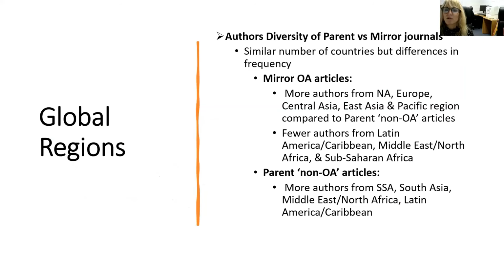So as far as these global regions, there was a similar number of countries, but there's quite a difference in the frequency from these regions and of these different countries. So for the mirror open access articles, there were substantially more authors from North America, as I mentioned, Europe, Central Asia, East Asia, Pacific region, when we compare it to the parent non-open access articles. And there were fewer authors from Latin America, Caribbean, Middle East, North Africa, and very few from Sub-Saharan Africa.